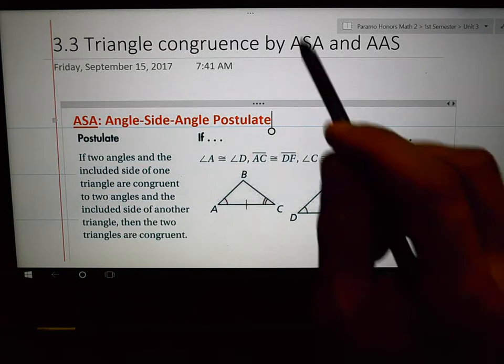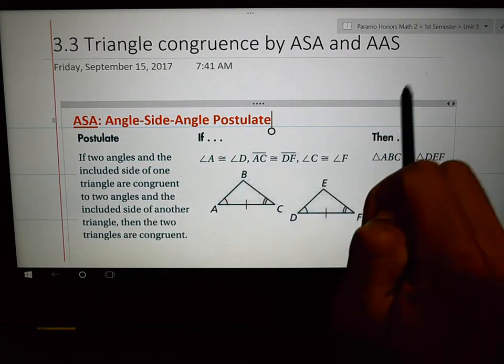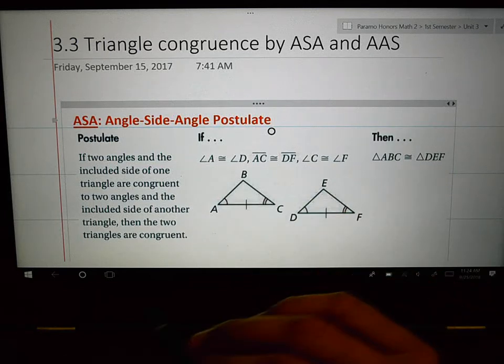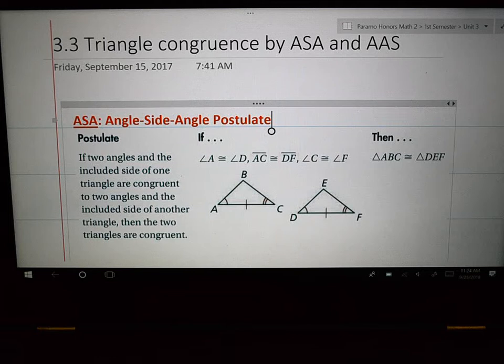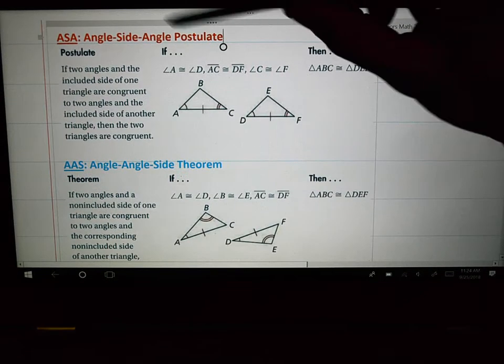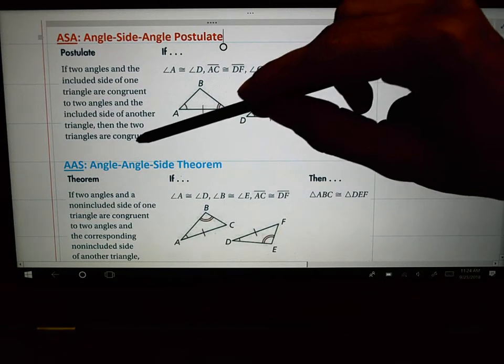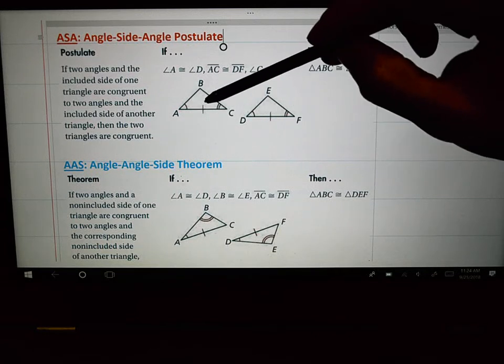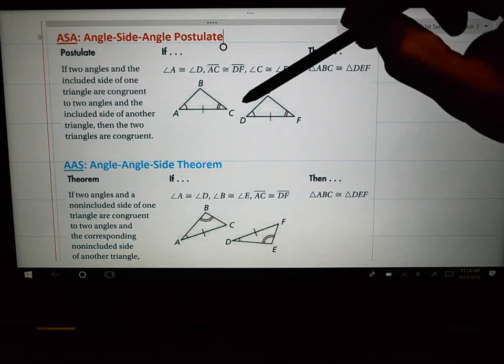In section 3, we're adding shortcut number 3 and shortcut number 4 on how to tell if two triangles are congruent to each other. These two additional methods are the minimum amounts of information you need to say that the two triangles are congruent. The two that we are going to use next are angle side angle and angle angle side. Angle side angle has the side included between the two angles.